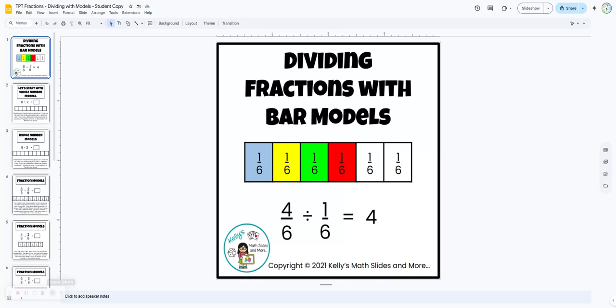Dividing Fractions with Bar Models. This is a digital lesson. It's a lot of fun for the students. They can use the fill color feature of Google Slides, choose their colors, and it's a good conceptual way to teach them division of fractions.